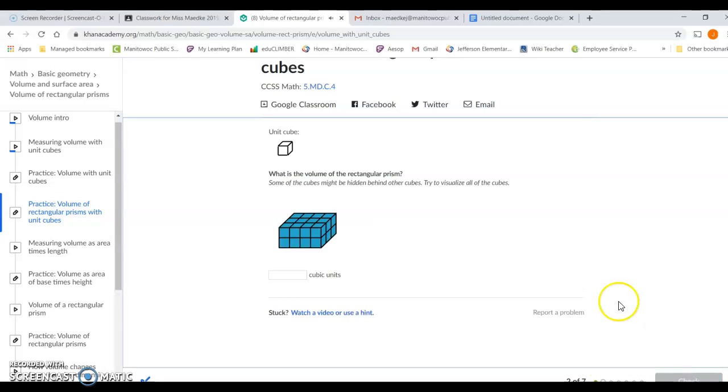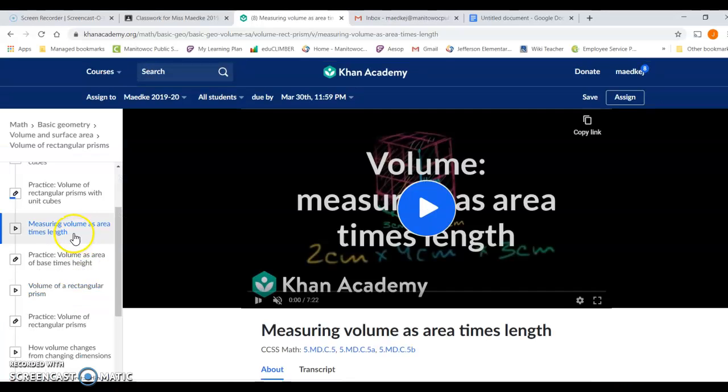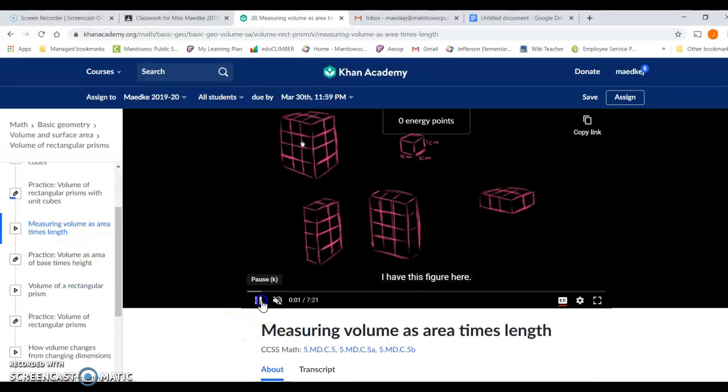You go to that next problem. Now I go to my next one, and I'm not going to keep going so you don't get all the answers. But you take the length and the width and the height, and you multiply those together. Things I want you to do, and you have to read the instructions closely. I want you to look at practice of volume of rectangular prisms and measuring volume as area times the length. Okay, same thing we just looked at.